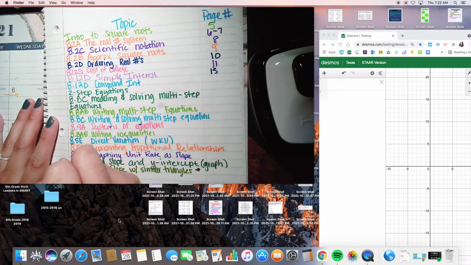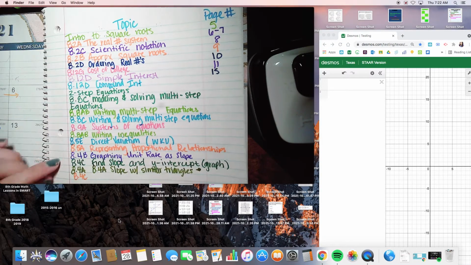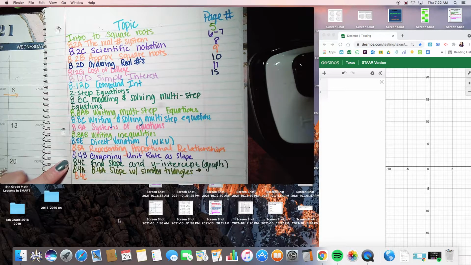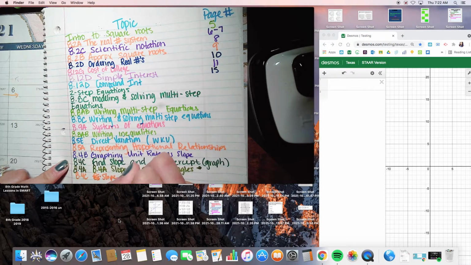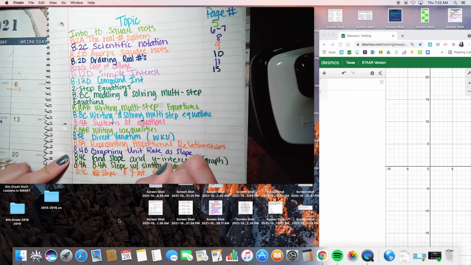Okay, so on your table of contents, you're going to write 8C, just like this last one. But we're going to write slope and y-intercept for tables.